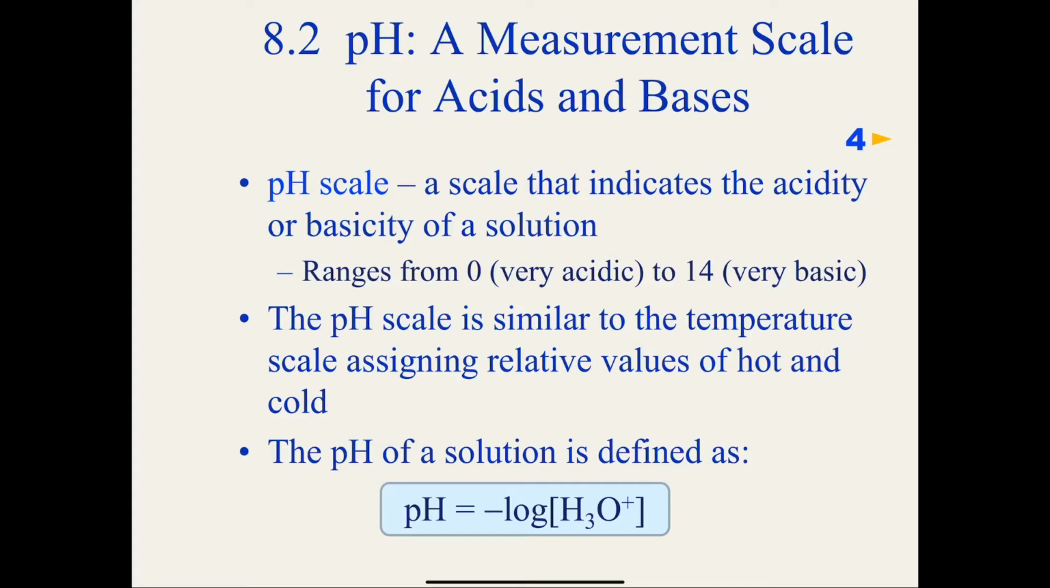The temperature scale was developed to allow us to indicate how hot or how cold an object is. The pH scale specifies how acidic or how basic a solution is. And the formula that we use to calculate pH is equal to minus the log of the concentration of hydronium. It's important that you memorize this formula.